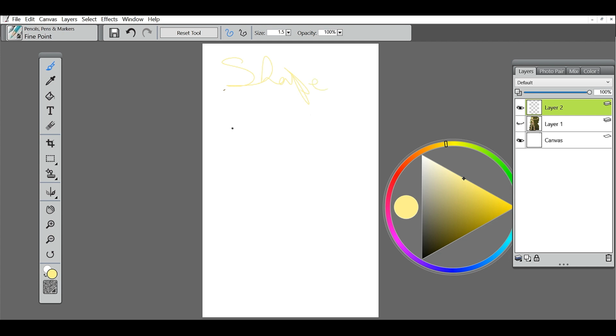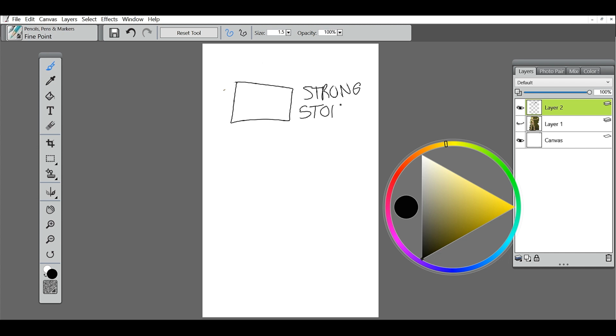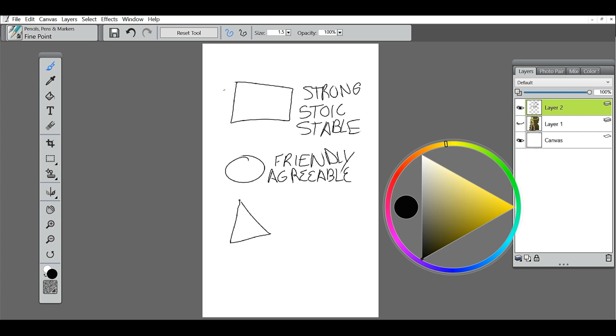One way to do that is to bring on the shapes. We talked a little about it in the last tip, but now we're really going to talk about it. Shape language is what defines a character, more or less. Squares are for characters who are strong either mentally or physically, characters who are stoic or who are stable. Circles are for more friendly and agreeable characters. A lot of protagonists have circles in their designs.